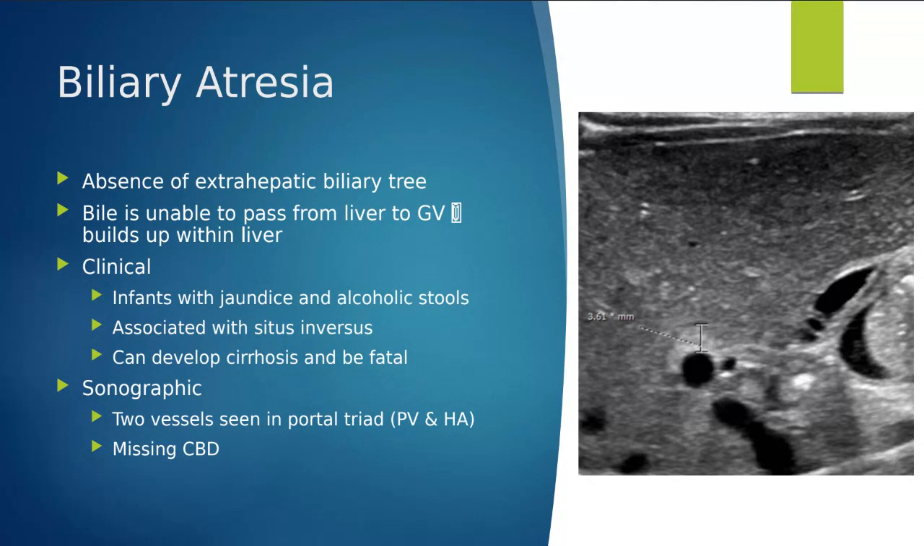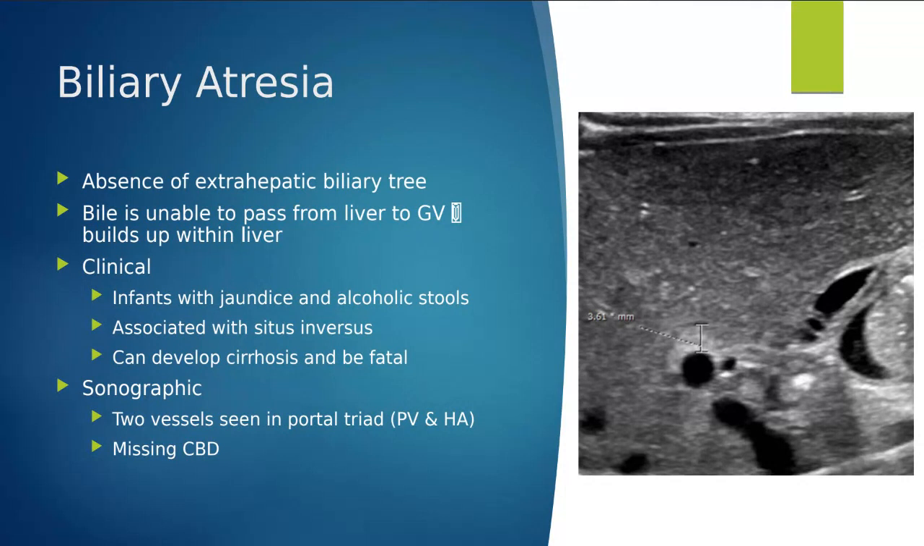This condition can be fatal, right, because our biliary tree can't function and therefore our liver can't function, and it can kind of put the liver into damage. We can have a lot of liver damage because of it, and therefore can develop cirrhosis as well.